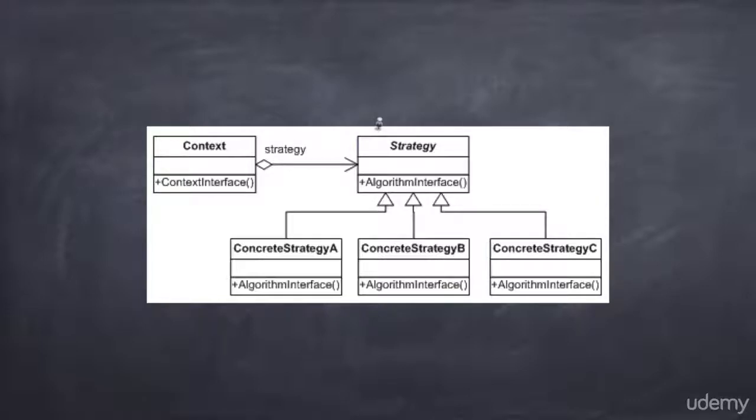Here's how that works. The class contains a field of type strategy and initializes it with whatever concrete strategy it needs to perform the operation. Every time the context class needs to use the algorithm, it uses the variable to call the algorithm interface method. The context class has no knowledge about the implementation of the algorithm, as it only ever uses the strategy base class.